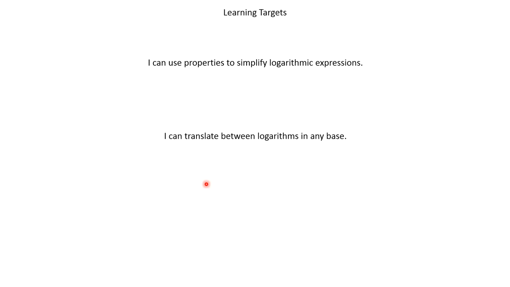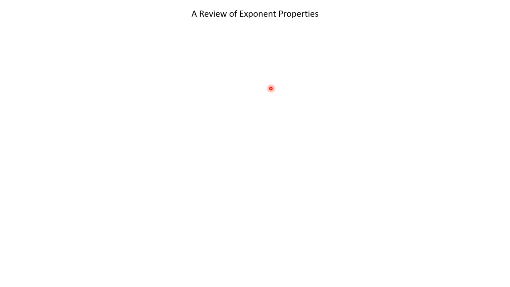The first thing I want to look at, well, the learning targets, obviously: I can use properties to simplify logarithmic expressions, and I can translate between logarithms in any base. So we're going to be changing bases, and we're going to be simplifying expressions using the properties we're going to look at.